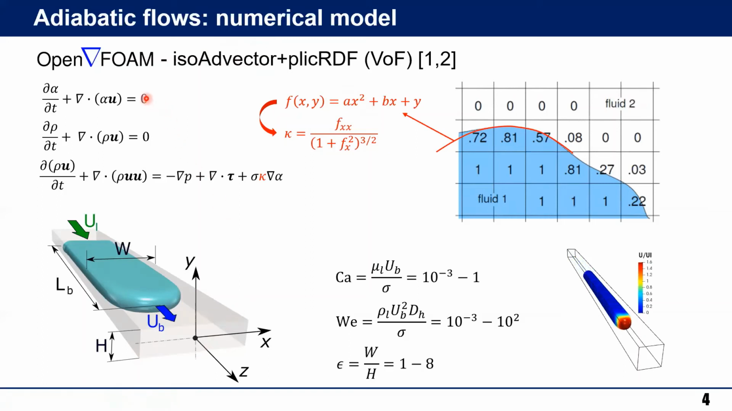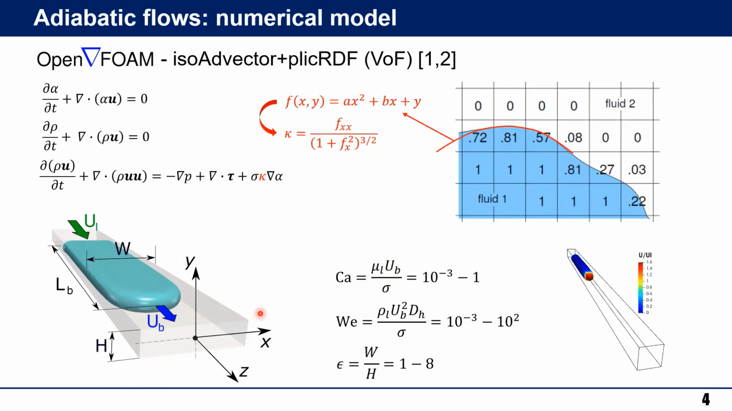We are solving the incompressible flow equations for the volume of fluid model. And the surface tension force is calculated by taking the curvature based on a parabolic reconstruction of the interface profile. As I will show you, the curvature is very important in this kind of flows. At least the surface tension force is a very important force. This is the range of capillary Weber numbers that we are studying and the aspect ratio of the channel that we are studying in the case of adiabatic flows.